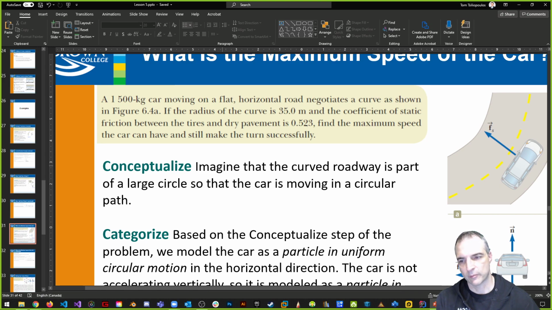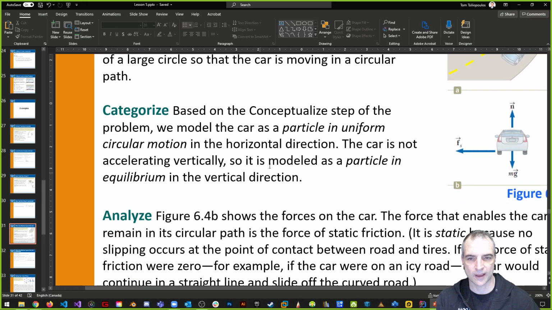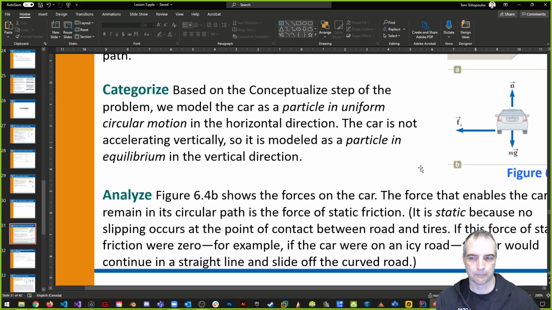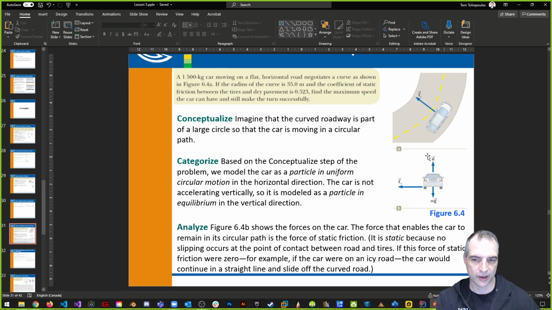So again, we imagine that the curved roadway is part of a large circle, so the car is moving in a circle. Based on the conceptualized step, right, we model the car as a particle in uniform motion, right, because it's not moving up and down, and it's not slowing down or speeding up, right? When we analyze this one, we draw a free body diagram to figure out where all the forces are, and we notice that the force of static friction is pointing to the middle of the curve, where the normal force in this case is going up, and it's counteracting the force of gravity, right, based on the mass of the vehicle.